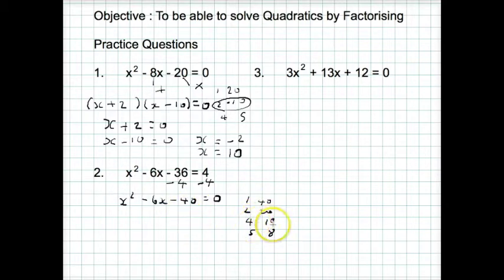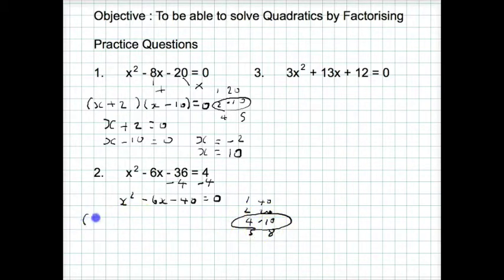It's clear to see here that 4 add 10 is going to give me a difference of 6. So all I need to decide is which one's the negative, which one's the positive. Because remember, it's got to be a negative 40. So if I've got negative 4 add 10, that's going to take me to positive 6, so it must be positive 4 and negative 10.